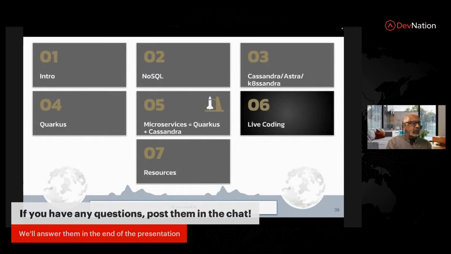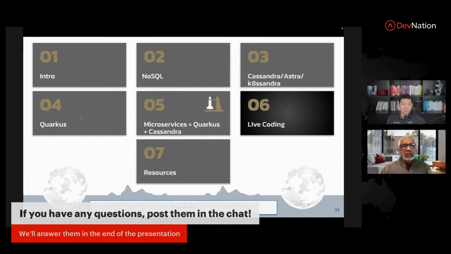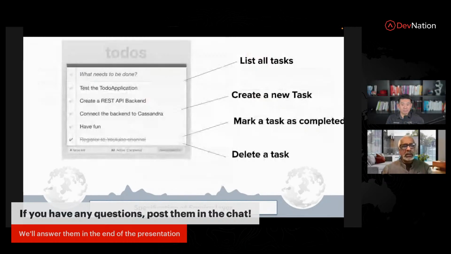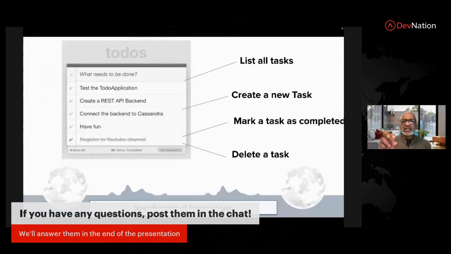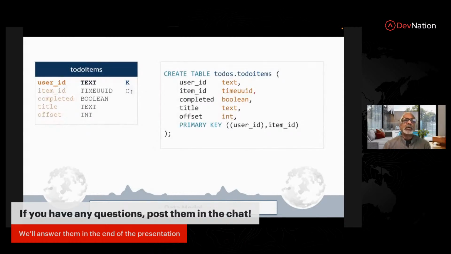So let me see how I'm doing with respect to time. I do have a lot of time to do my live coding, and let me set this up. What it does essentially is list all the tasks, and then obviously you can create a task, mark a task as completed, and of course delete a task. So this is the specification of the service layer, and actually you will see today that we leverage the TODO app to validate our specs. Pretty cool if you think about it.